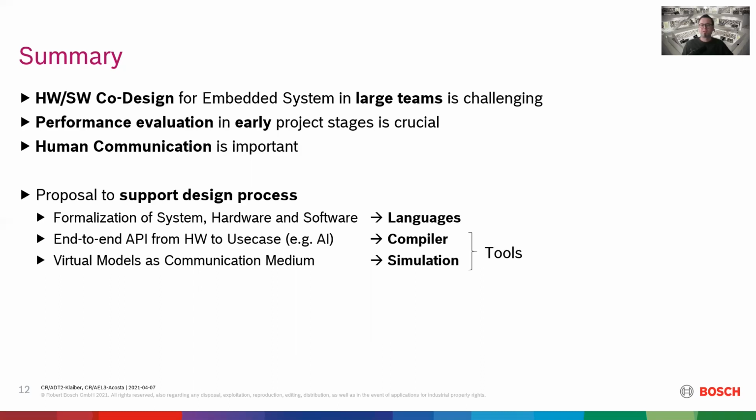In summary, we can conclude that hardware-software co-design for embedded systems in large teams is challenging. We also consider performance evaluation in early stages of the project crucial, as well as human communication. To improve all of this, we propose supporting the design process by the following points: formalizing of system, hardware, and software description, an end-to-end API from hardware to use case, for example, AI, and virtual models as communication medium.